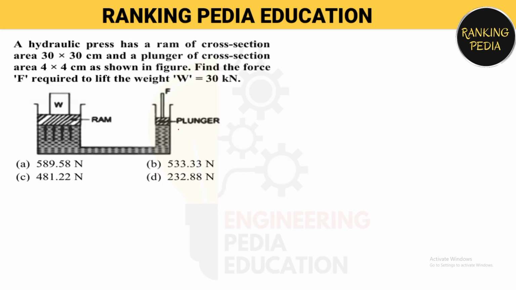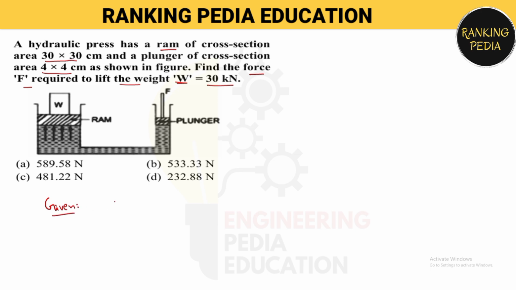A hydraulic press has a ram of cross-section area 30 into 30 centimeter, and a plunger of cross-section area 4 into 4 centimeter, as shown in the figure. We have to find the force F required to lift the weight. The weight W is given as 30 kilonewton. So we will note down what is given.